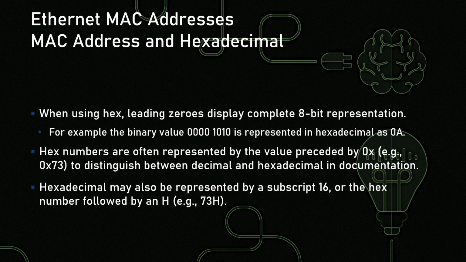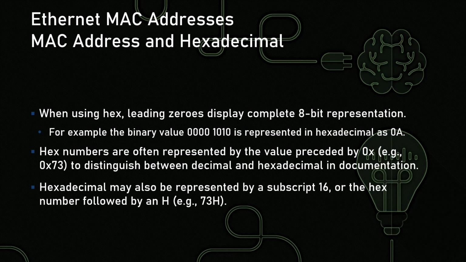When using hex, we often make sure that we include leading zeros to display complete 8-bit representation. Whereas in binary, we would have 00001010 only shown as 4 digits, 1010. In hex, for completeness, we will often include the leading zero there, 0A. So for an 8-bit or byte representation, we will include that leading zero.